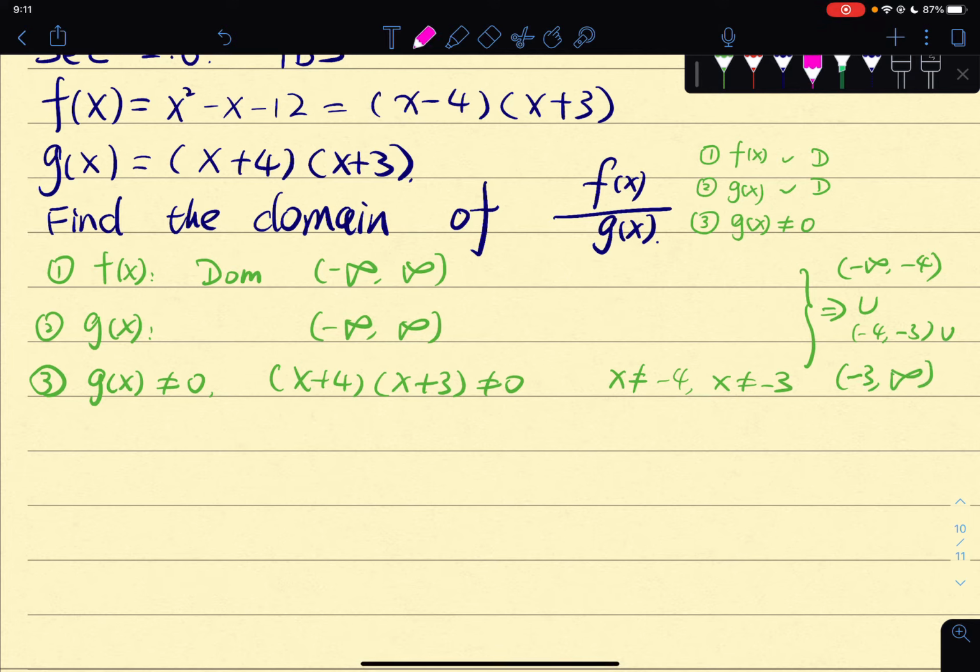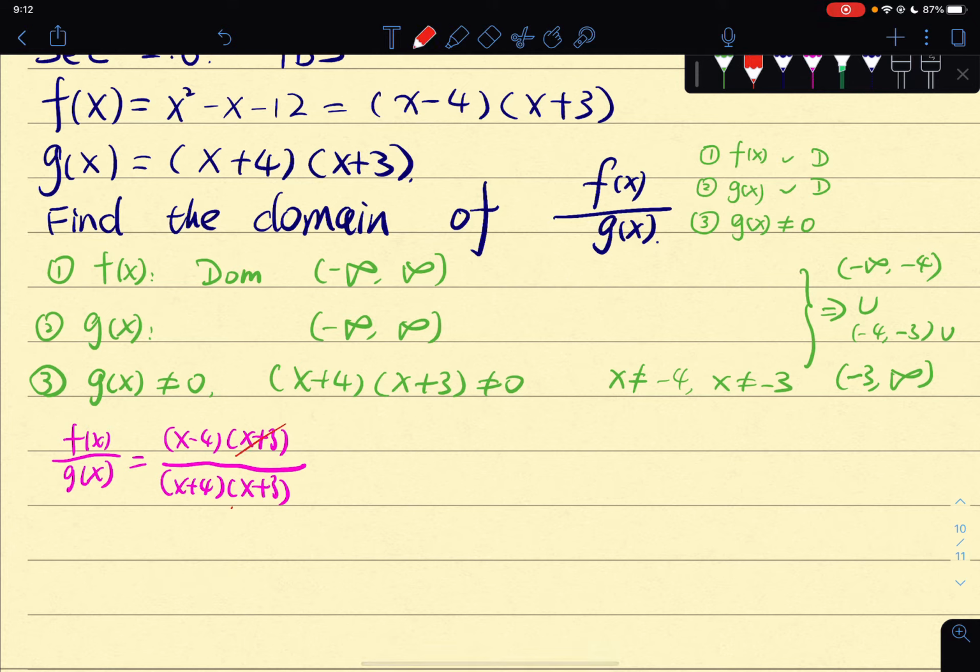A common question you may have is that you realize f of x divided by g of x could have been simplified, which is something that looks like this. So you may say, why don't you just go ahead and cancel those two out, and therefore leave yourself with x minus 4 over x plus 4, and lead to the conclusion that only x plus 4 is not supposed to be 0, which means x is not supposed to be -4.